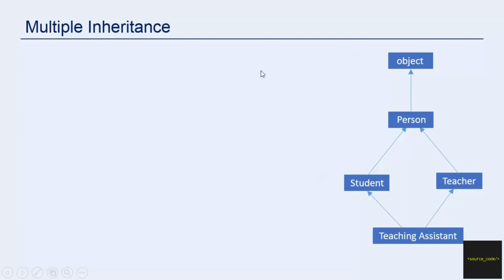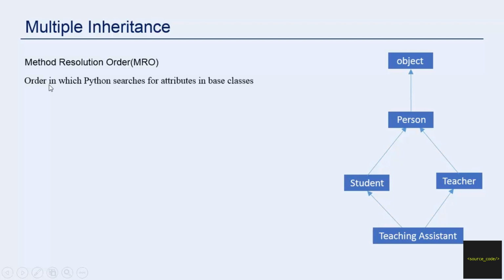As the structure becomes complex, searching for attributes in base classes does not remain straightforward. So to resolve any sort of conflict while searching for attributes in base classes, Python uses a well-defined algorithm. The order in which Python searches for attributes in base classes is called method resolution order, or in short MRO. This MRO gives a linearized path for an inheritance structure. So Python computes an MRO for every class in the hierarchy.